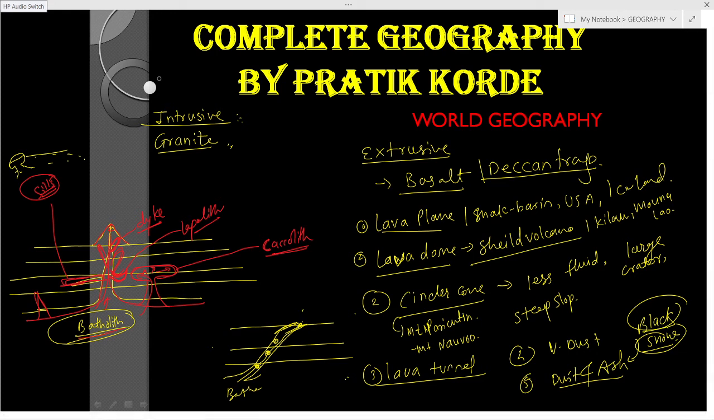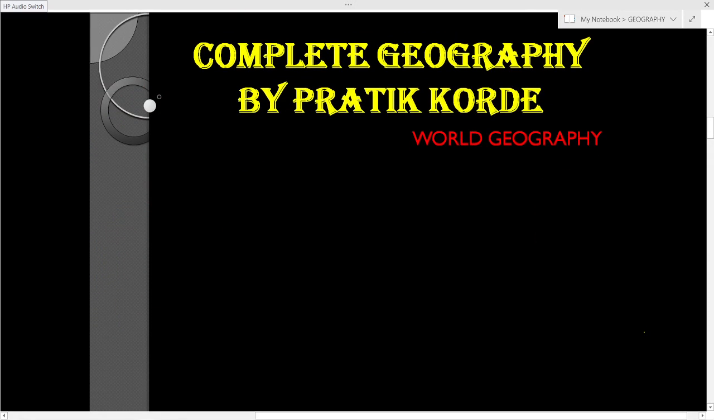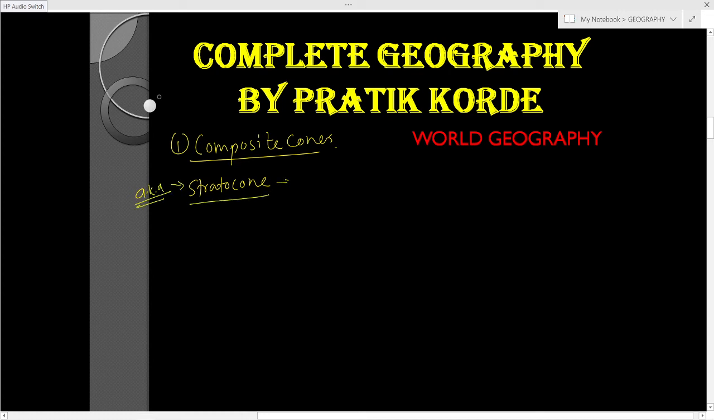Now we'll talk about certain volcanoes. The first that we are going to talk about is the composite cone. Composite cones are commonly called stratocone. They are called stratocone, with main conduit and subsidiary dikes and pipes.